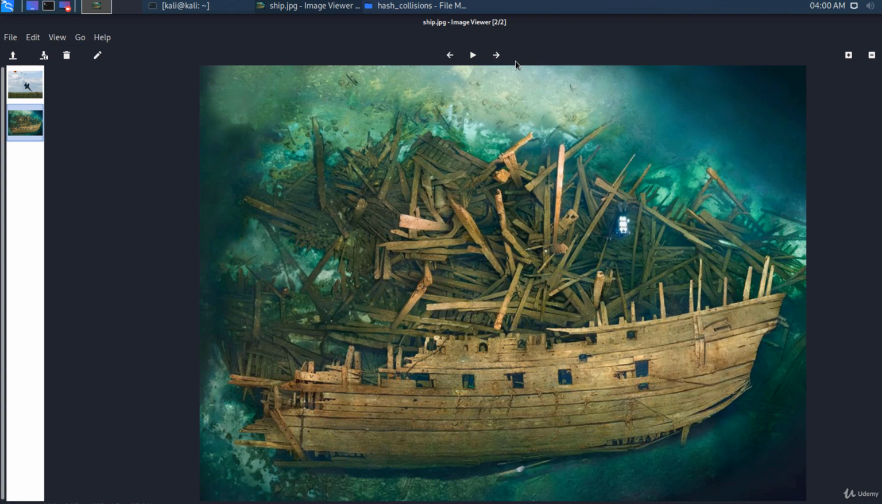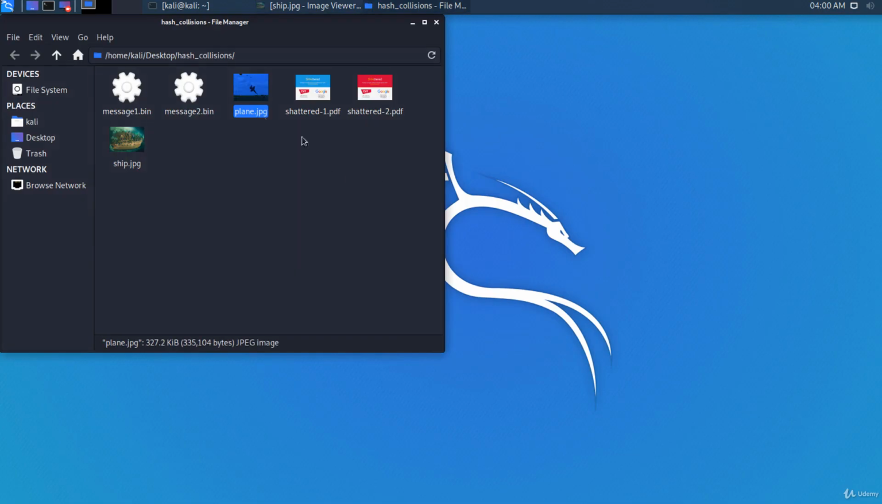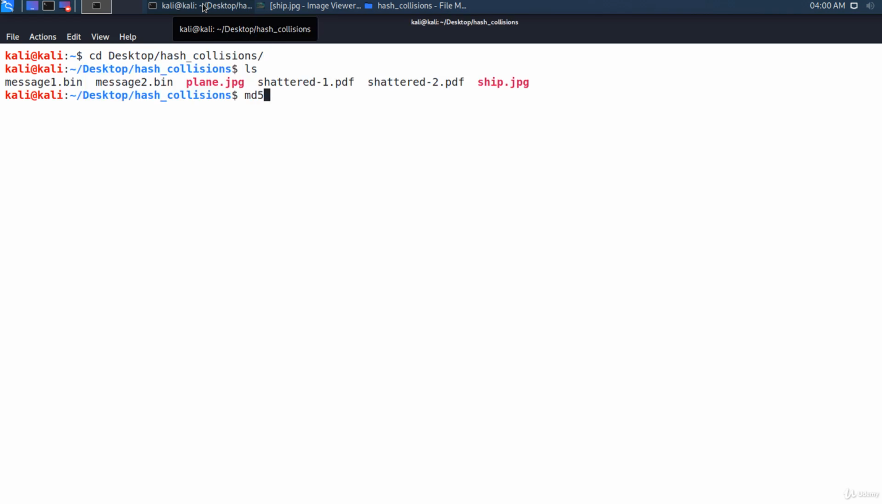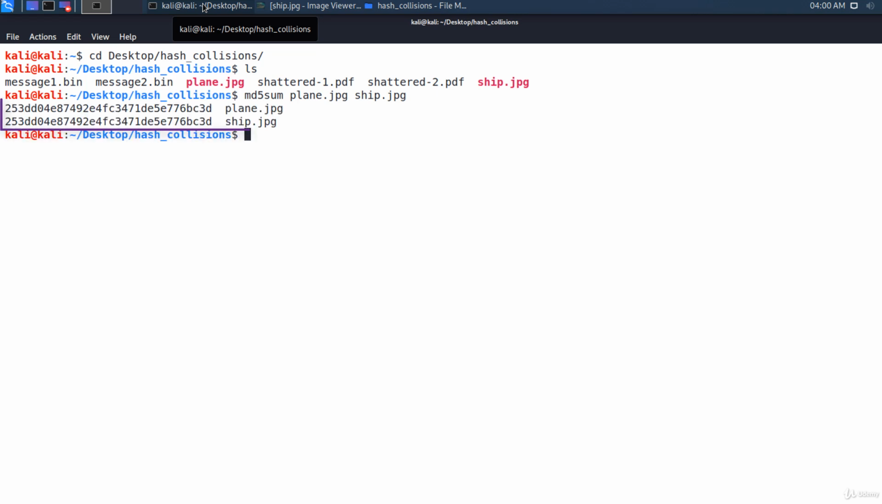Let's calculate their hashes using MD5. They are on my desktop directory in another directory called hash collisions. I am moving to that directory. Okay, so md5sum, plain.jpg and ship.jpg, the images. And surprise! We notice that even though the input is different, the output hash is the same. This is a collision of MD5.